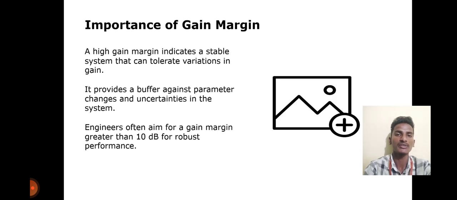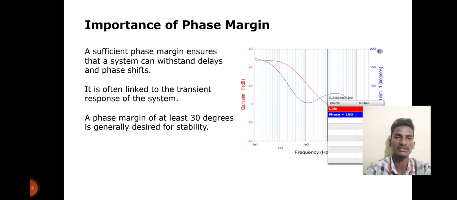Importance of gain margin. A high gain margin represents a stable system that can tolerate variations in gain. It provides a buffer against parameter changes and uncertainties in the system. Engineers aim for a gain margin greater than 10 dB for robust performance.